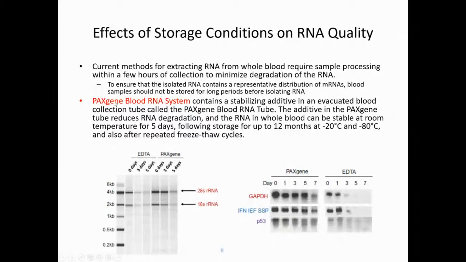And this is a commercially available system that you can use to collect RNA from blood. It's called the PAXgene system. Basically, you collect the blood and then add it into this PAXgene tube. Because the PAXgene tube contains a stabilizing additive, it can stabilize the RNA.